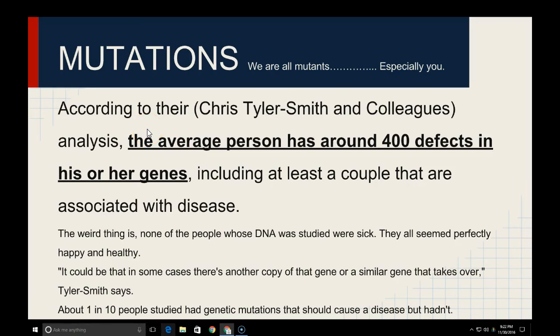All right, another source of genetic variation is mutation. And simply put, this is when the order of the base pairs has changed. The average person has around 400 mutations in their genes. So obviously we are all in this together. We are all completely mutants.